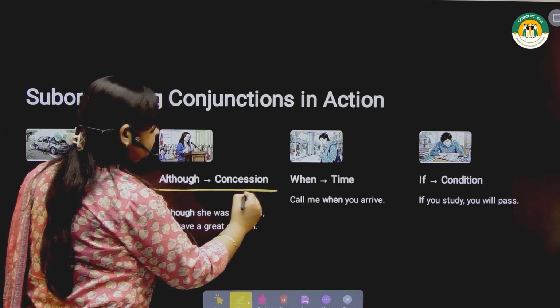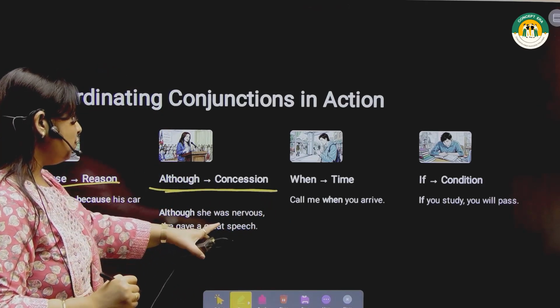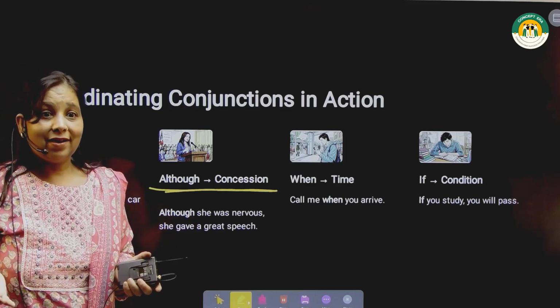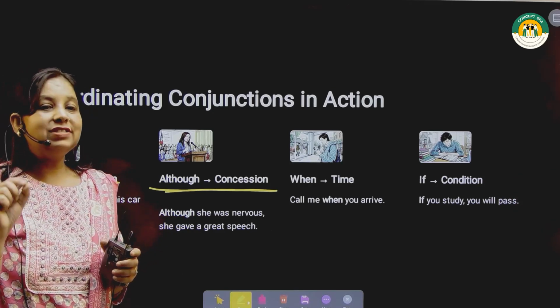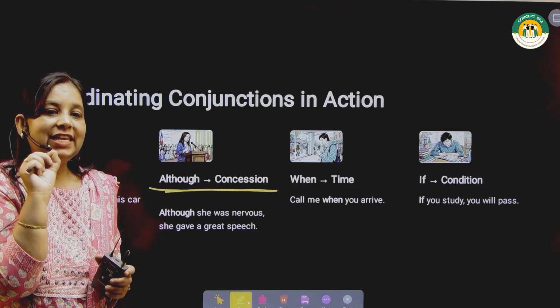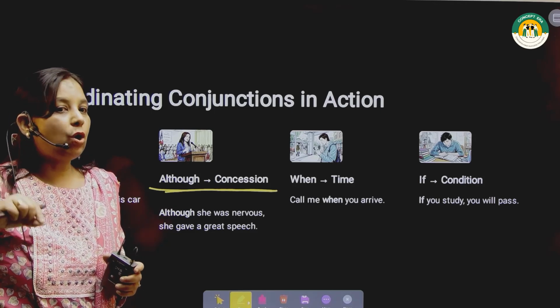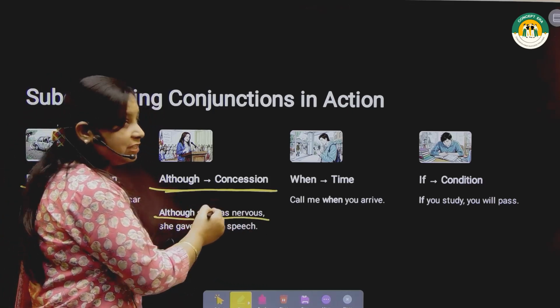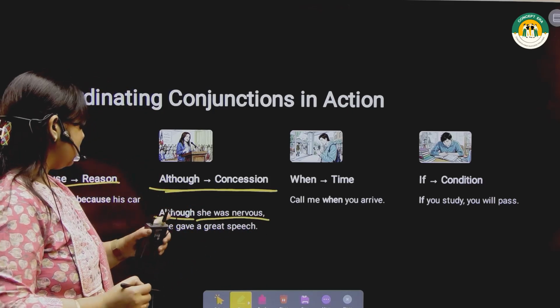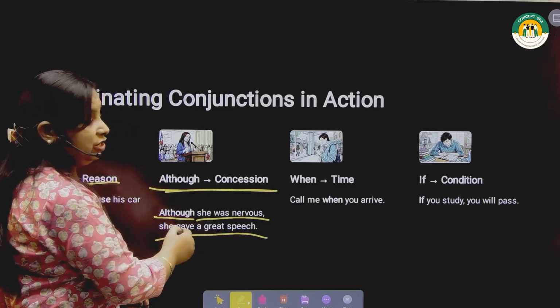Although, concession. Although she was nervous, she gave a great speech. In Hindi we used to say yadyapi. It means although in English. Although she was nervous, she gave a great speech.